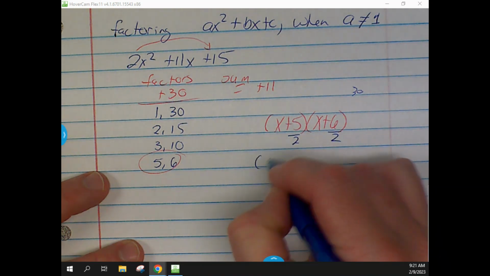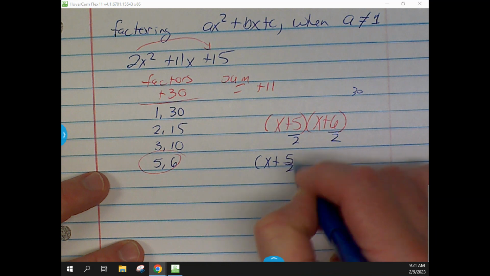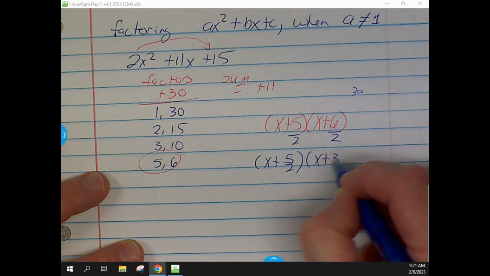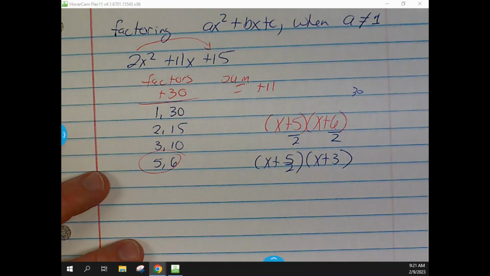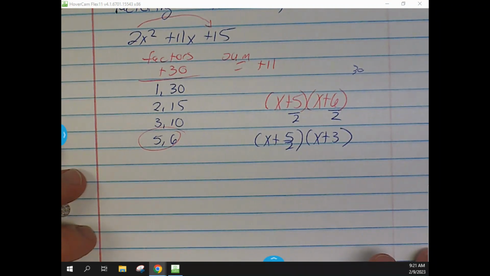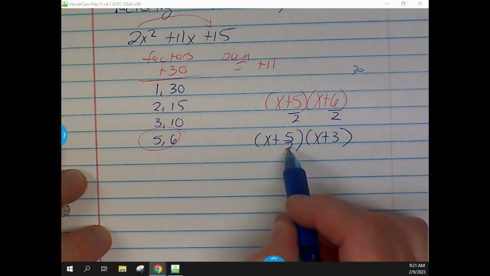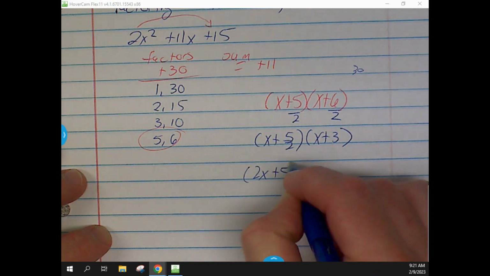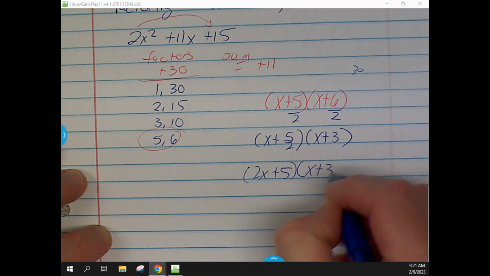All right, so we've got x plus 5 over 2, which won't simplify. 6 divided by 2 is 3. That will simplify. And any fractions that are left over, we said we're going to do the bottoms up on this one. So we're going to take this 2 that's at the bottom, pull it up in front of x to make it 2x plus 5, and then x plus 3.